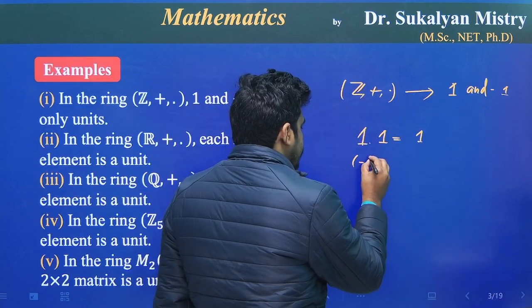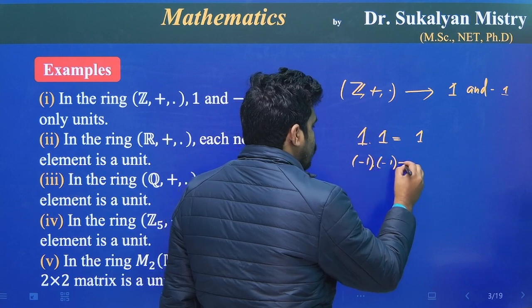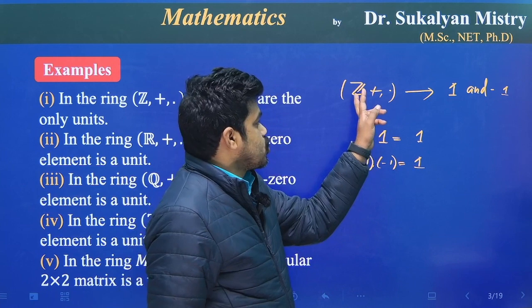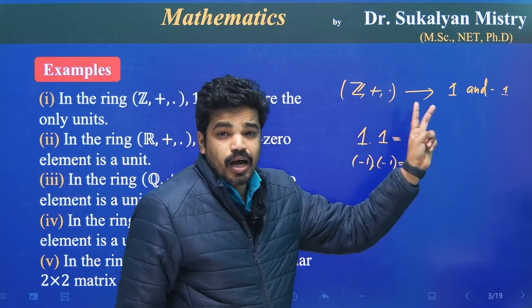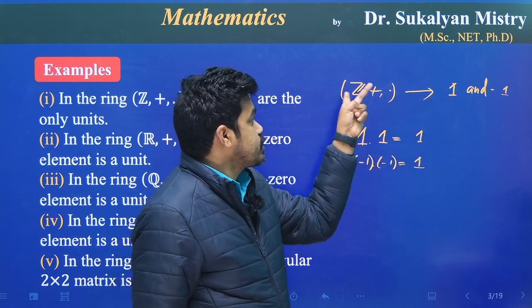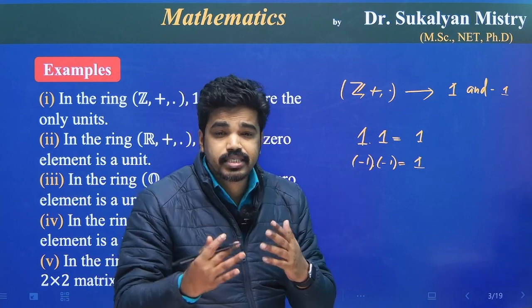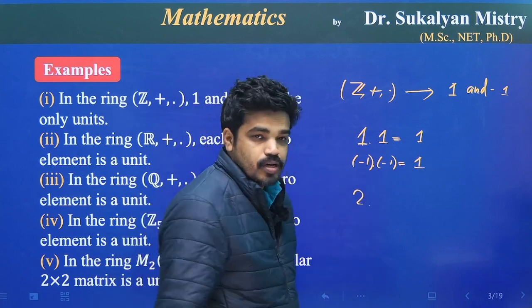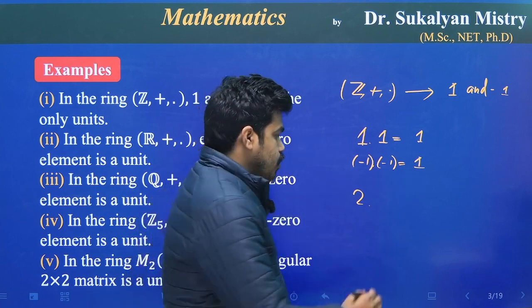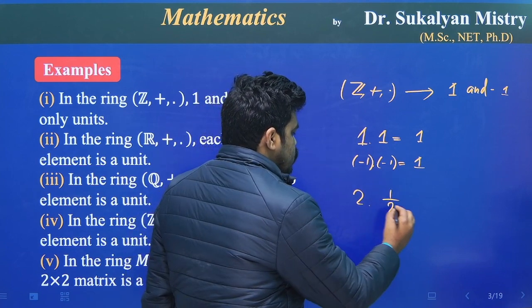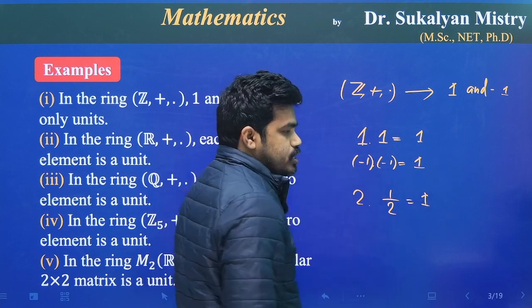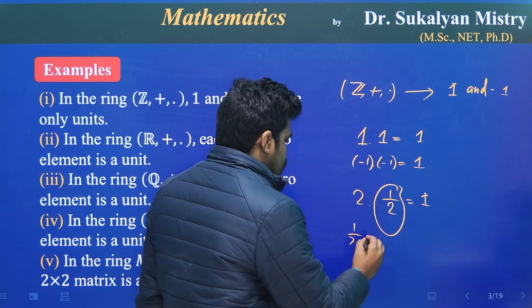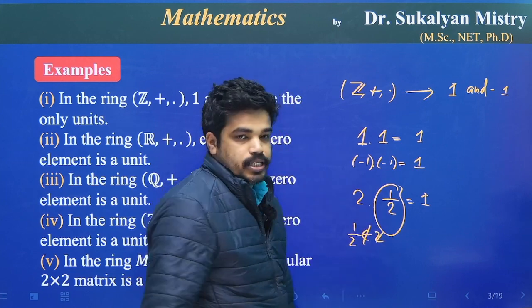Similarly, we can write -1 dot -1, that is 1. What is 1? 1 is the identity element. একমাত্র 1 আর -1 ই হচ্ছে ইউনিটস এলিমেন্টস অফ Z. অল আদার্স এলিমেন্টস আর নন ইউনিট. ওয়াই? দেখো, যদি তুমি 2 কনসিডার করো, 2 এর ইনভার্স কি হবে? 1/2. তো 2 into 1/2 করলে তুমি আইডেন্টিটি এলিমেন্ট পেয়ে যাচ্ছ. ঠিক, কিন্তু 1/2, বাট 1/2 does not belongs to Z.